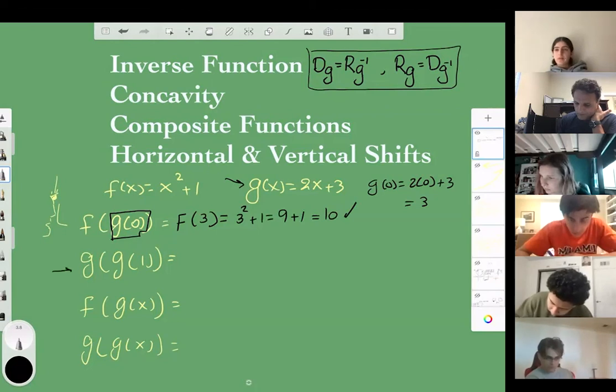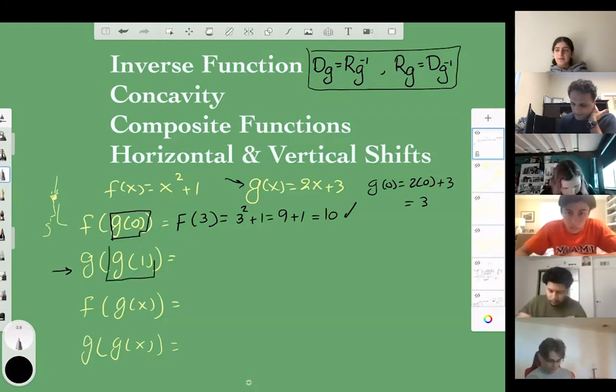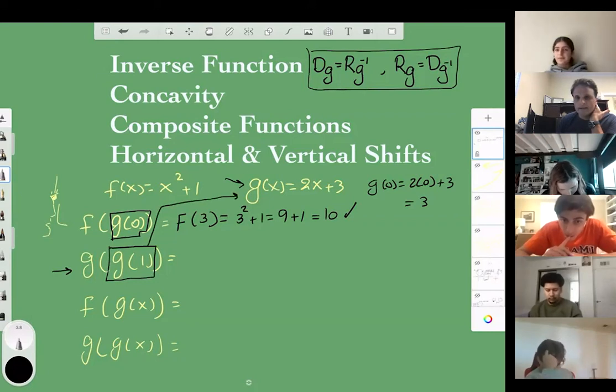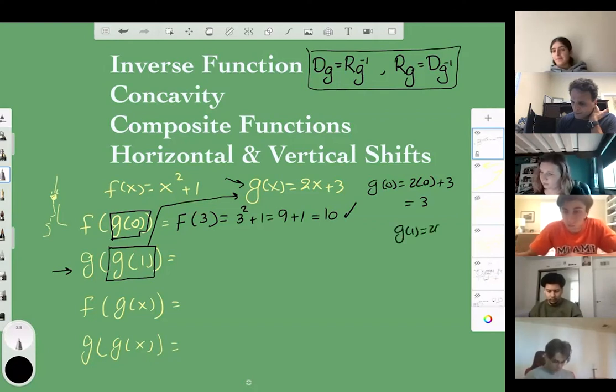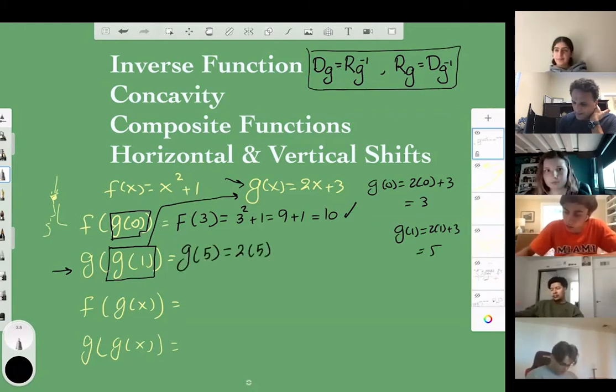What is g of 1? You cannot say, oh, that's not possible. No, this is algebra. We abstract g of 1. We are able to get it from here. And g of 1 is going to be 5. G of 1 will be 2 times 1 plus 3 equal to 5. So now what is g of 5? It will be 2 times 5 plus 3 equal to 13.